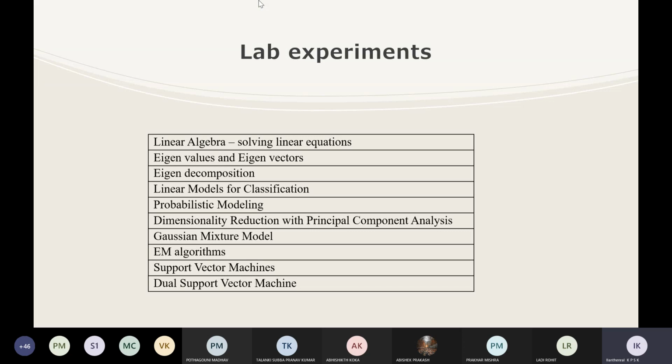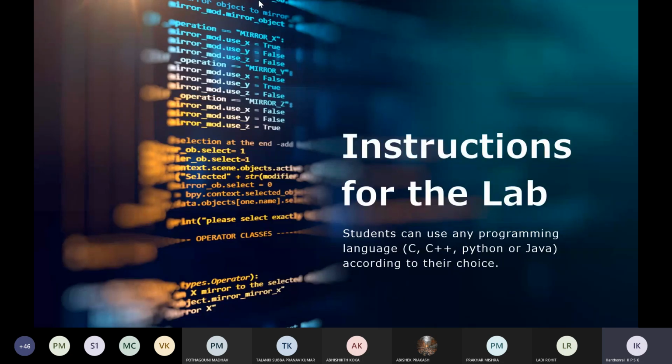You have 10 experiments. These 10 experiments will be grouped and you'll have 6 assignments in total. So you'll have 6 into 10, that's 60 marks. That will be your internal. You'll have 40 marks for your FAT. And you can use any programming language. You can use Python, C++, C. Some of you can even use R. Choice is yours. I don't have any constraints on it. Just that you should understand the concept and you should be able to program it.